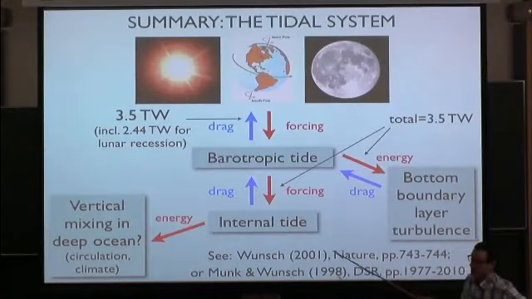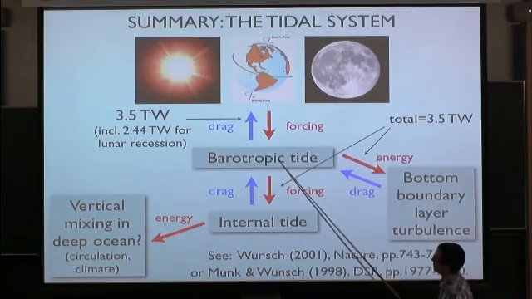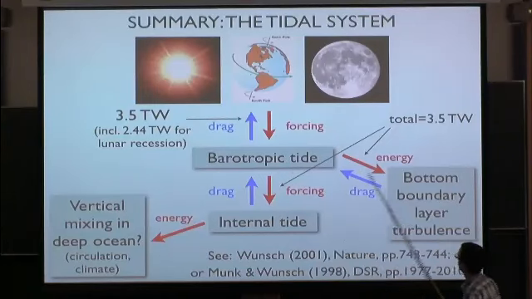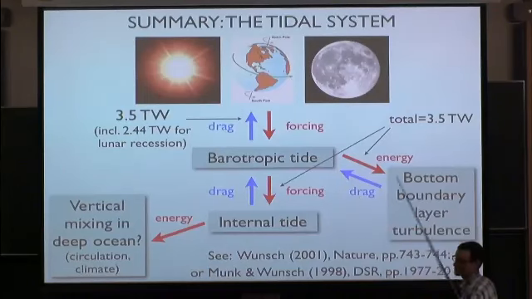Okay, so that's the physics of the tidal system. We have directly forced barotropic or surface tides, which in turn force bottom boundary layer turbulence and internal tides. So there's energy going in these directions.